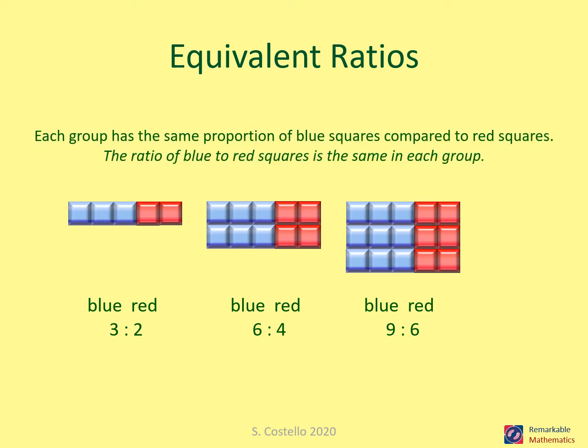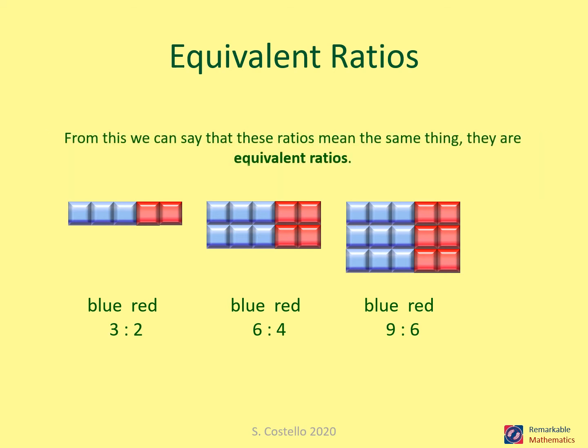Each group has the same proportion of blue squares compared to red squares. The ratio of blue to red squares is the same in each group. From this, we can say that these ratios mean the same thing. They are equivalent ratios.